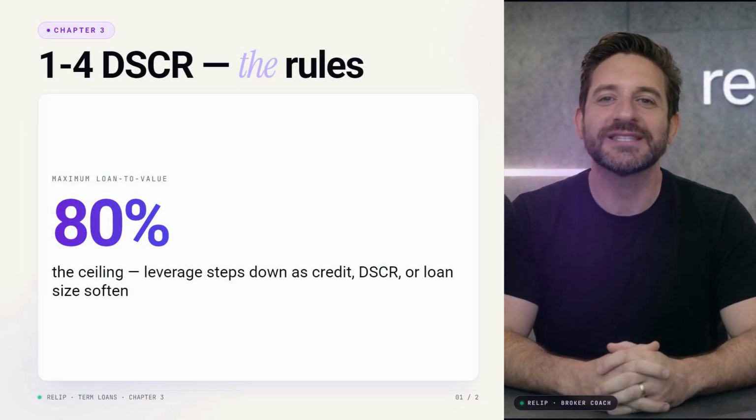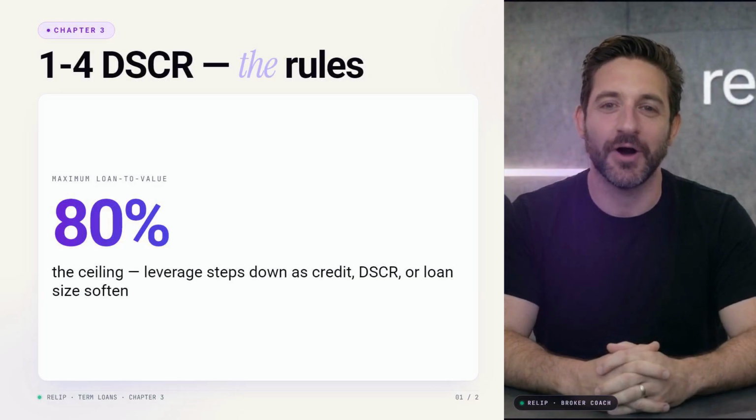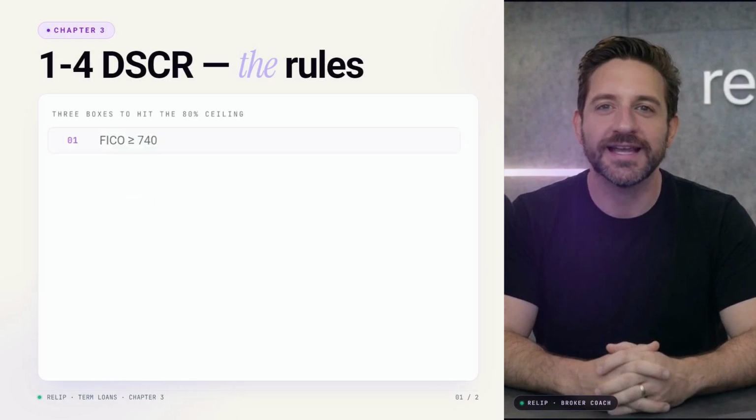Maximum loan to value is 80%. Loan to value, or LTV, is just the percentage of the property's price you're borrowing. 80% LTV means the borrower brings 20% as a down payment.